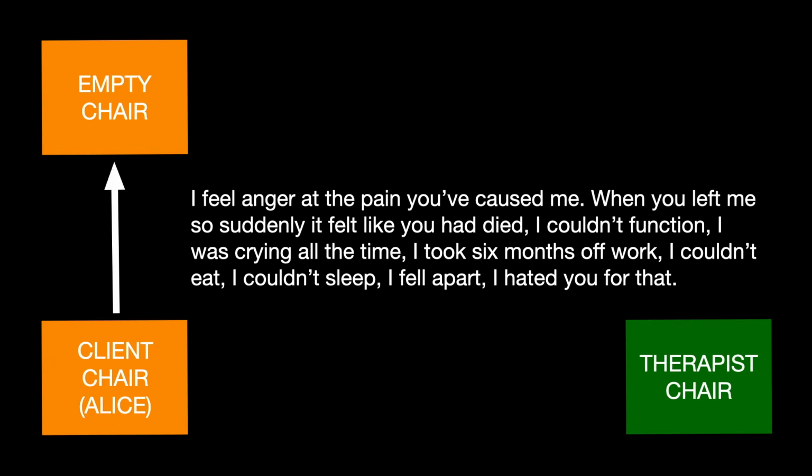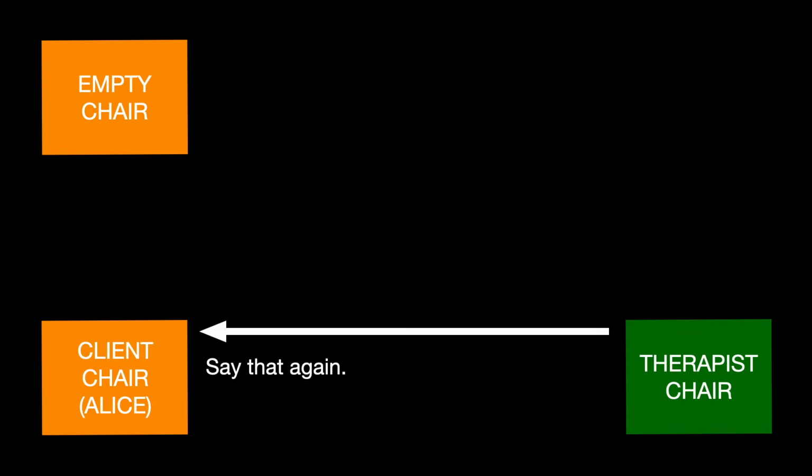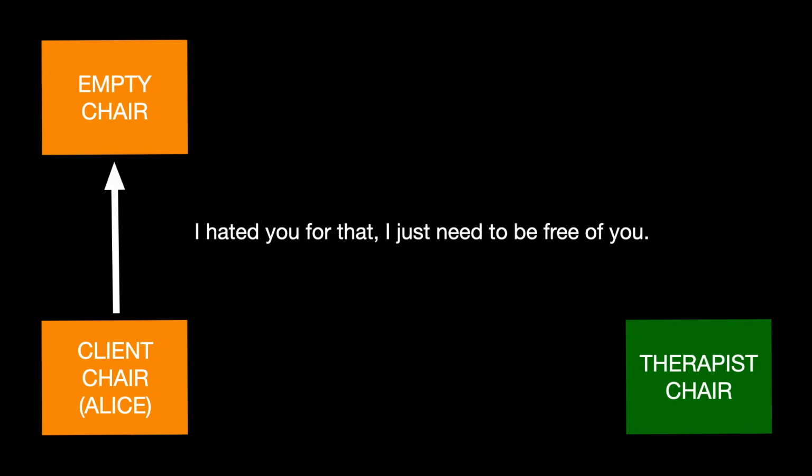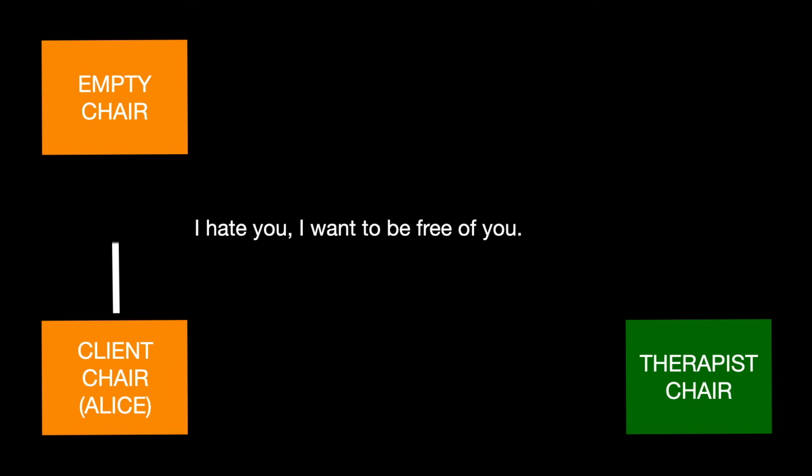"I feel angry at the pain you caused me. When you left me suddenly, it felt like you had died. I couldn't function. I was crying all the time. I took 6 months off work. I couldn't eat. I couldn't sleep. I fell apart. I hated you for that." Say that again. "I hated you for that. I just need to be free of you." Tell him again. "I hate you. I want to be free of you."